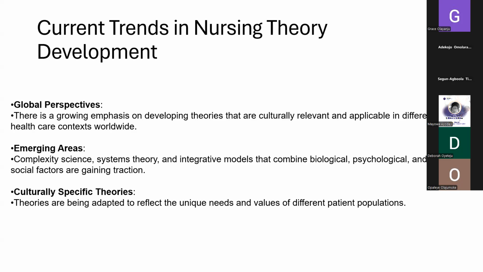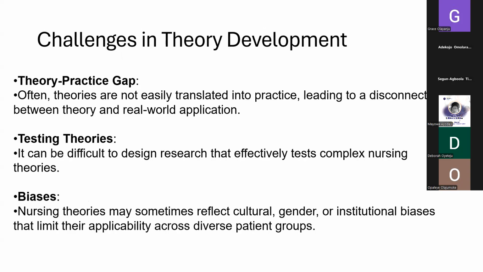So culturally specific theories are what we need. These are current trends that when you are developing a theory, you should be looking at these areas. Challenges in theory development, of course, there continues to be a theory-practice gap. There continues to be a testing issue, while some theories are difficult to test in research. So if you develop your theory, make sure that your variables are well defined so that they can be tested individually and correlated. And of course, there's always bias in theory development.